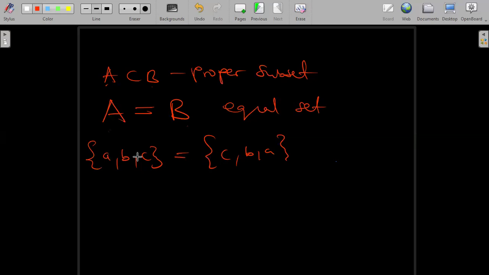Apart from this, you can show that the set A is equal to B if A is contained in B, that is, A is a subset of B, meaning every element in A is in B, and if and only if the set B is also contained in A, meaning every element of B is also contained in A. Then the sets are equal, meaning A is equal to B. If A is a subset of B and B is a subset of A, then we say that A is equal to B. So this is how we define when sets are said to be equal.